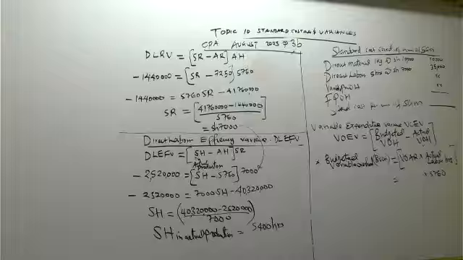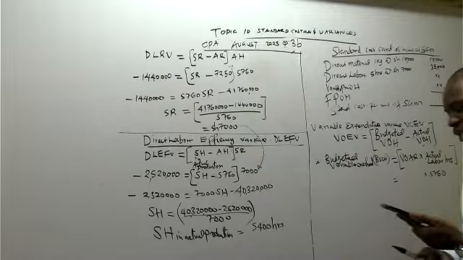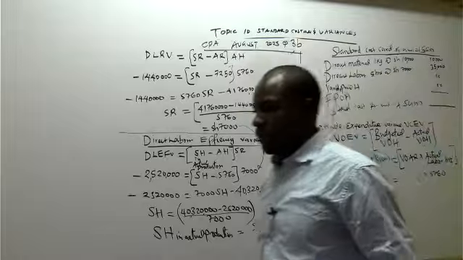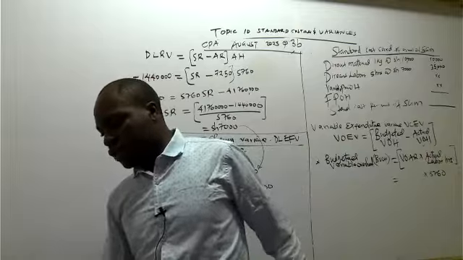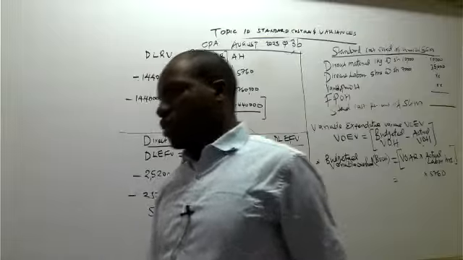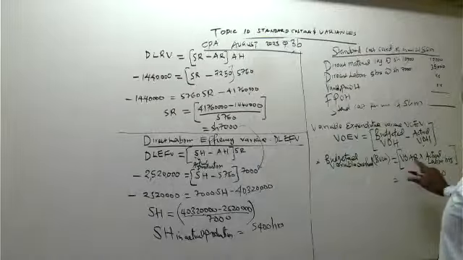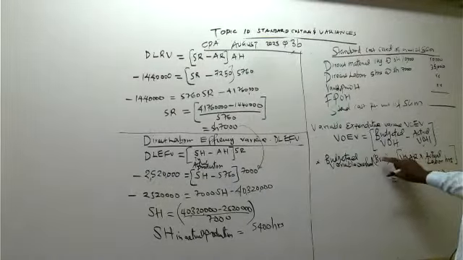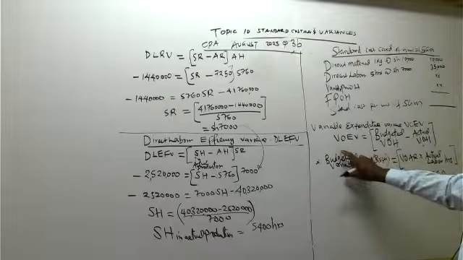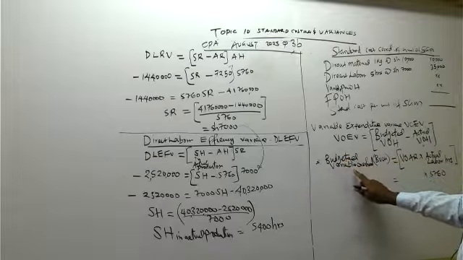Variable overhead. Haya, variable overhead ni ngapi? Variable overhead tuliyopewa hapo ni ngapi? That is actual variable overhead. So within this part only, hii ya kwanza, budgeted variable overhead.